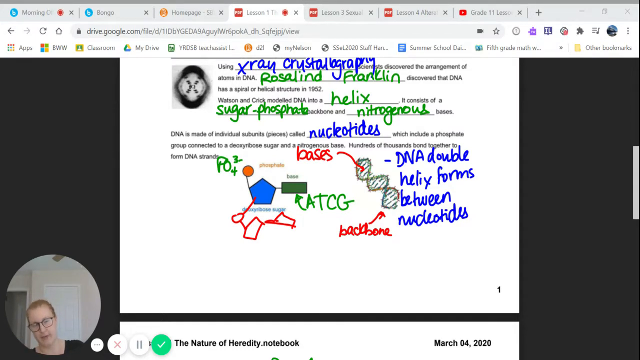And these black lines are showing the bonds between each of these 3 components. Now, the base can be changed out. We're going to see on the following page, it can be A, T, C, or G. These are what we call nitrogenous bases. So I'll show you more information on that after.